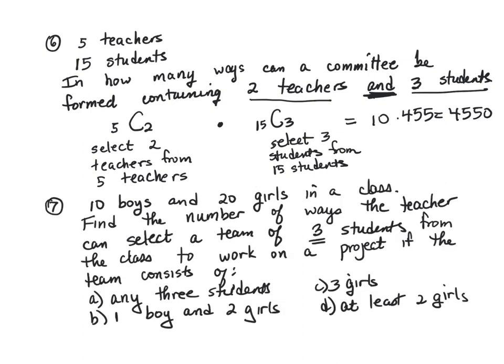So looking at the next problem, I'd like you to copy this down. We have 10 boys and 20 girls in a class. Find the number of ways the teacher can select a team of 3 students. Now remember, we want a committee of 3 from the class to work on a project if the team consists of A, any 3 students, B, 1 boy and 2 girls, C, 3 girls, D, at least 2 girls. Okay, so copy this, try it. You could leave your answer in C notation and we could go back and check it together on the next page.